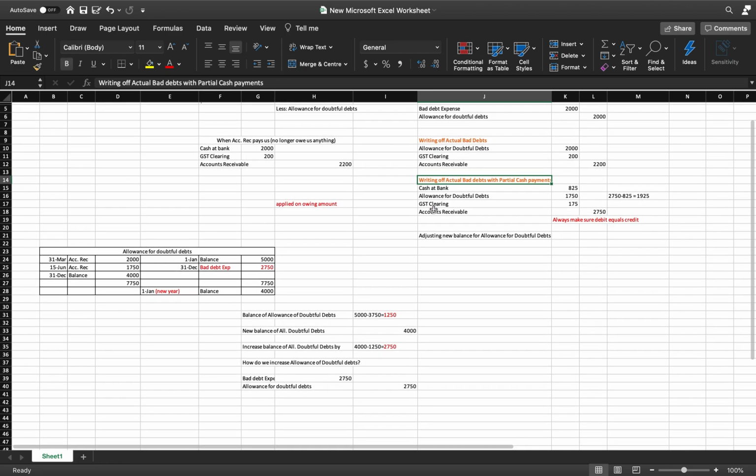All right. So scenario 2, accounts receivable pays us part of the debt. The rest becomes bad debts. The adjustment from scenario 1 here to scenario 2 is quite simple.